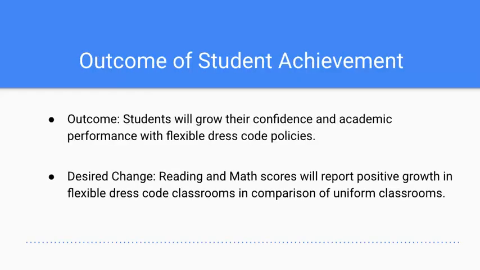Outcome of student achievement. Outcome. Students will grow their confidence in academic performance with flexible dress code policies. The desired change. Reading and math scores will report positive growth in flexible dress code classrooms in comparison of uniform classrooms.